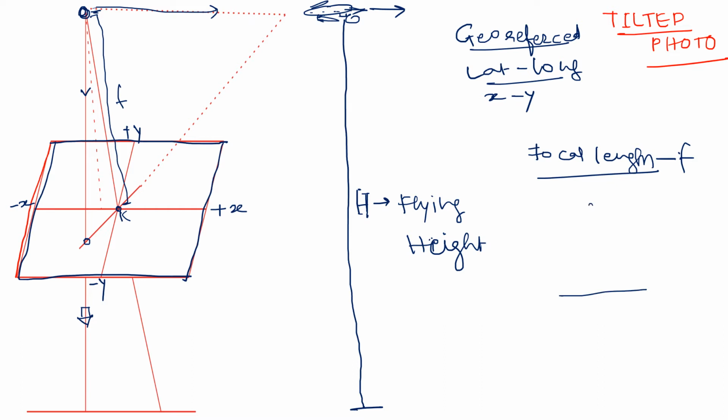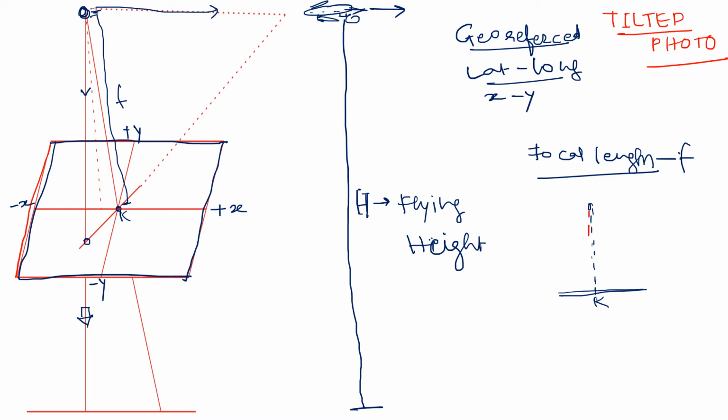Imagine this is my point O. Now if I drop an exact perpendicular, it will meet at this location. I'll denote it as K. And in case it is exactly vertical, what will happen? It will again drop at the same location.